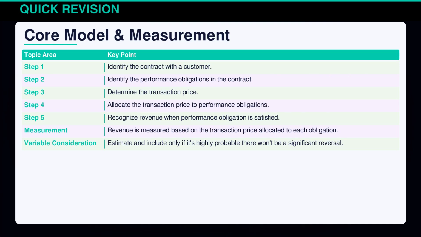The 5-step revenue model guides you through revenue recognition. Start by identifying the contract and its performance obligations. Determine the transaction price and allocate it accordingly. Revenue is recognized when each obligation is satisfied. Measurement hinges on the transaction price assigned to obligations. For variable consideration, only include amounts likely to avoid significant reversal. This model ensures accurate and timely revenue recognition.